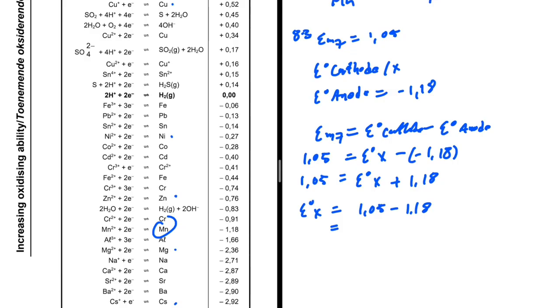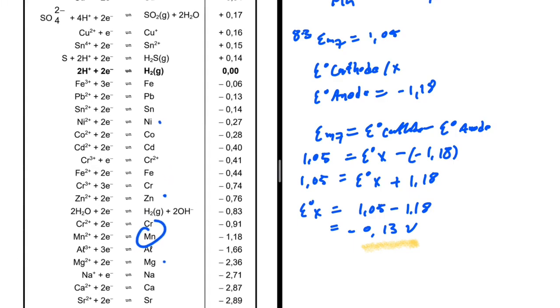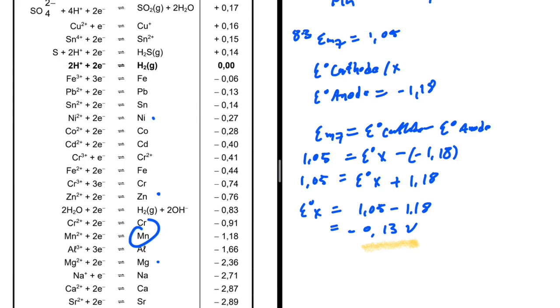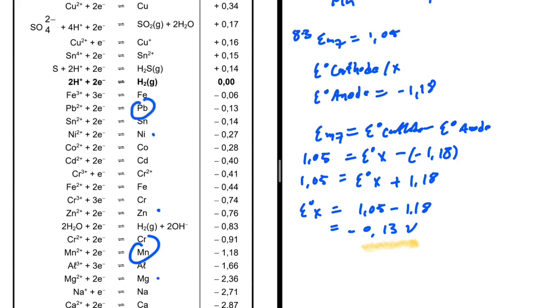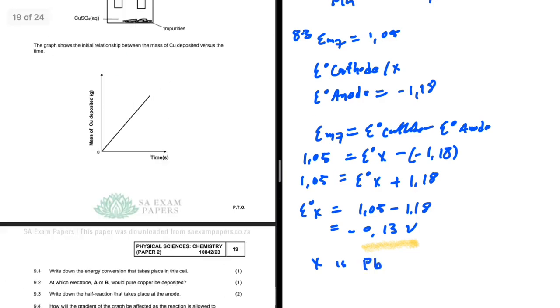So that's more like saying 5 minus 18. So we get minus 0.13 volts as our reduction potential at the cathode. Still sticking to the table of standard reduction potentials, it should be easy to see that at the cathode, if the reduction potential is minus 0.13, we must have Pb. We can clearly see there that the reduction potential is minus 0.13. So X is Pb. We can clearly see that. Right, that is 8.3.